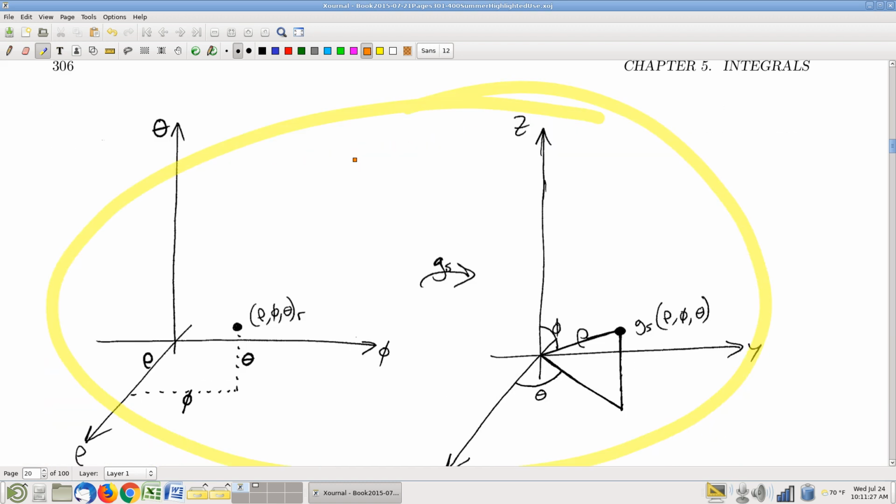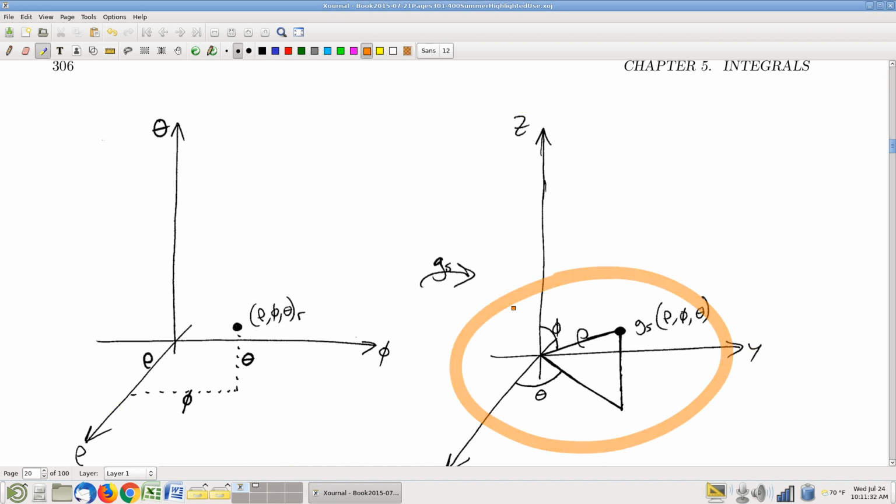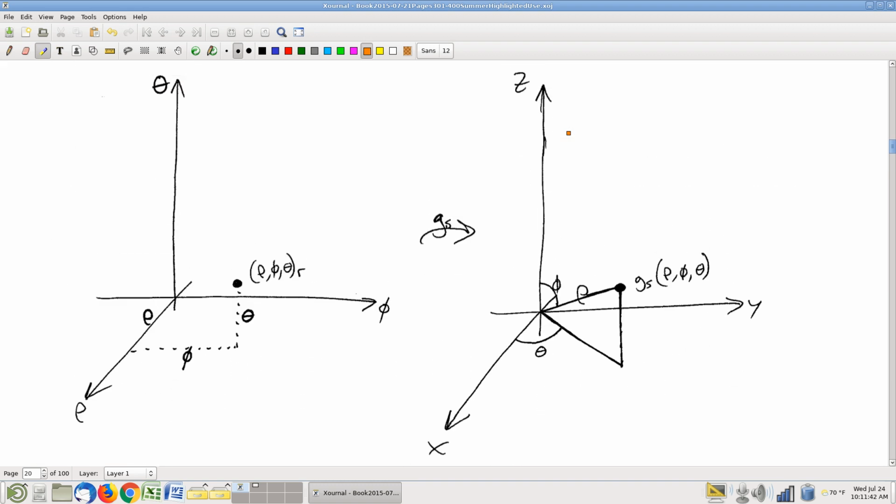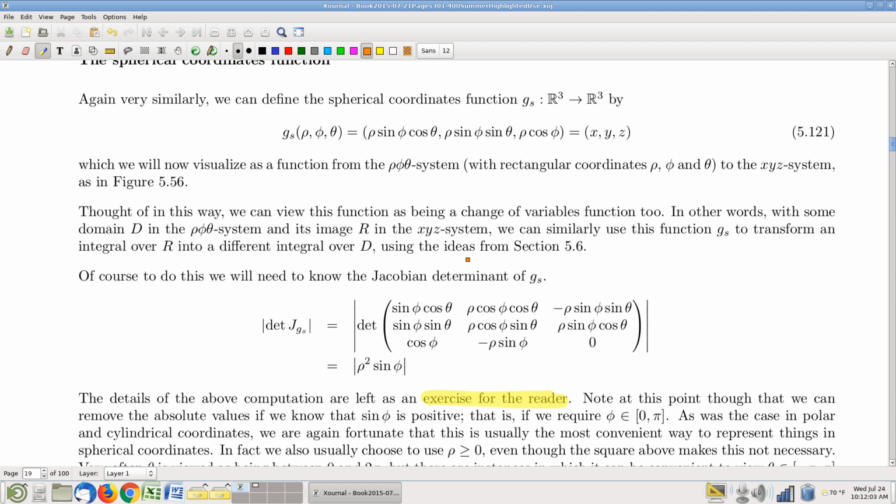Don't forget, spherical coordinates looks kind of like this. There's the rho, phi, and theta. Make sure to keep it straight which one's phi and which one's theta. It's real easy to get that backwards. You can view this as a change of variables function. Again, this is the new point of view. Instead of thinking of this as just a new way to describe points in space, we're going to think of those formulas as giving a function from rho, phi, theta world into XYZ world. And as a change of variables function, here's the computation of the Jacobian determinant.